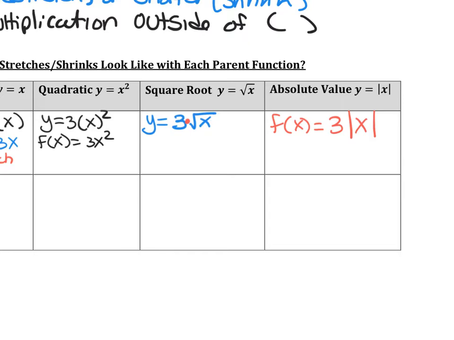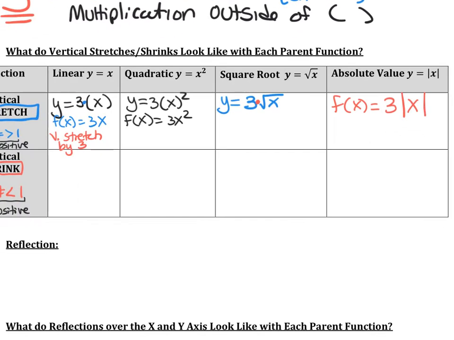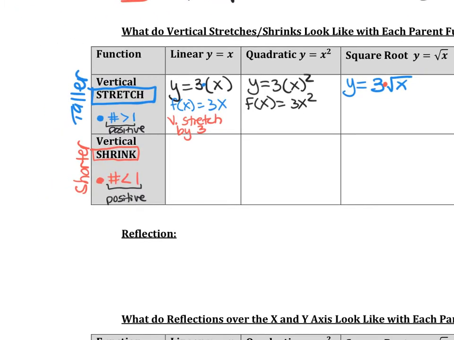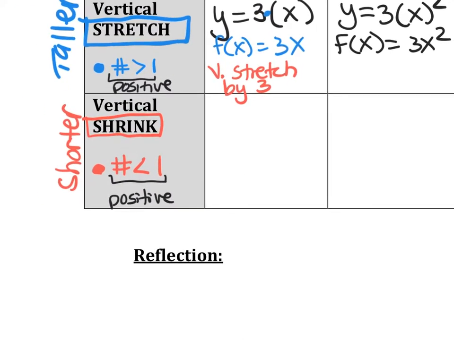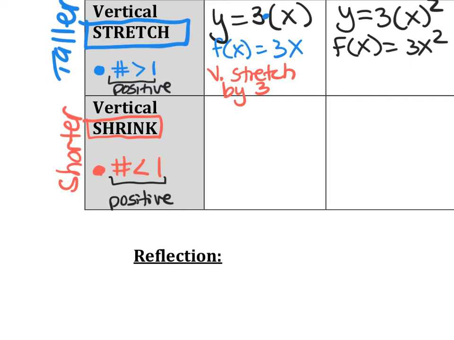Okay, so vertical stretch is when you're multiplying by a number that's bigger than 1. For a vertical shrink, this is when we're multiplying by a number less than 1, still a positive number, but less than 1. So if we had y equals 1/3 x, or f of x equals 1/3 x with no parentheses, it'd be a vertical shrink.